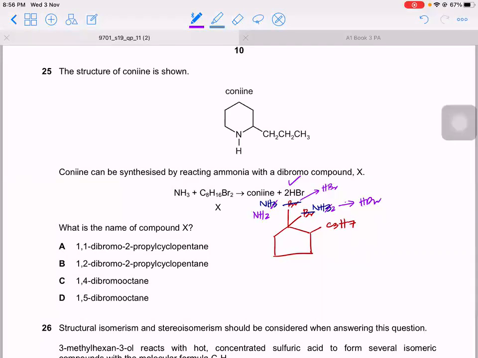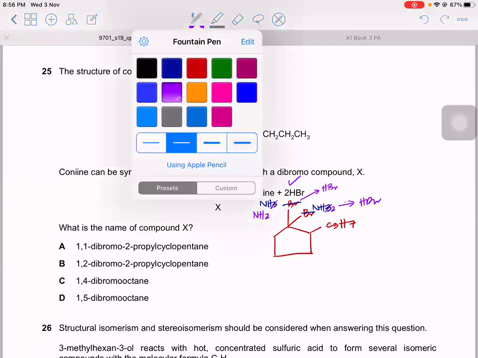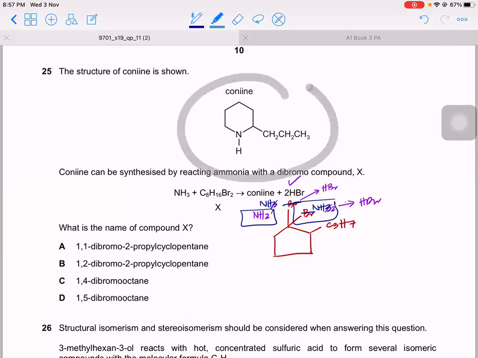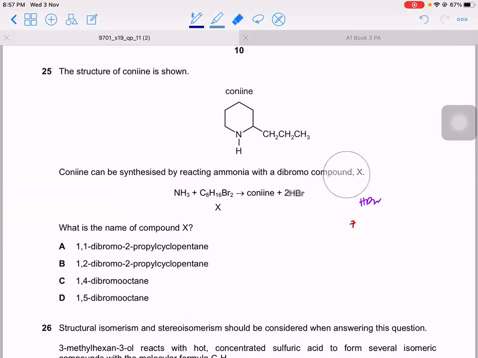Now, if you look at the structure right here, in this you just have one H attached to the nitrogen. Do you see that's not possible here? Because with these guys, you have two hydrogens left. So even if you try to make a cyclic compound attaching the nitrogen, you can't get this because you have 2 hydrogens left here, 2 hydrogens left here. Can't be it. A can't be the answer.